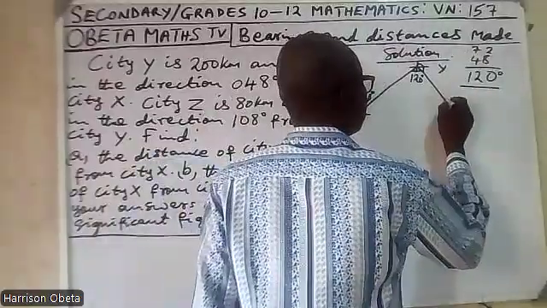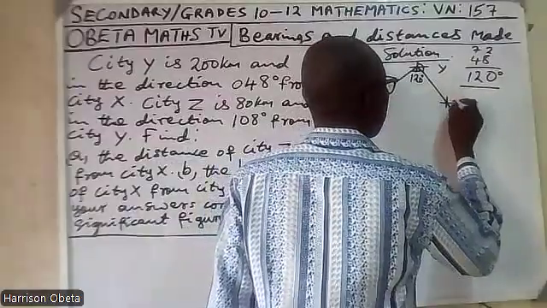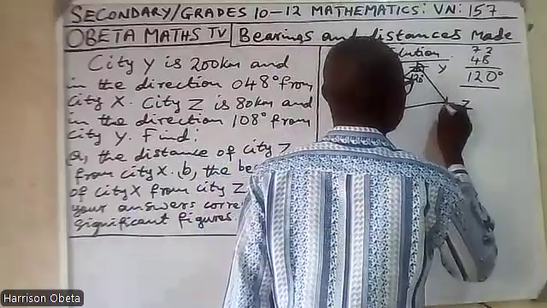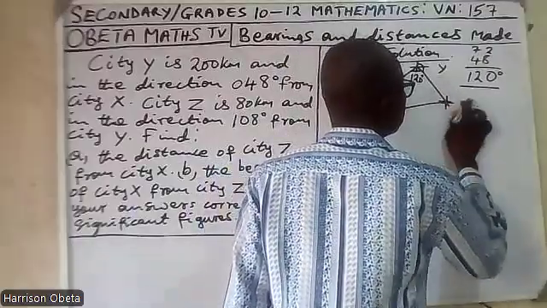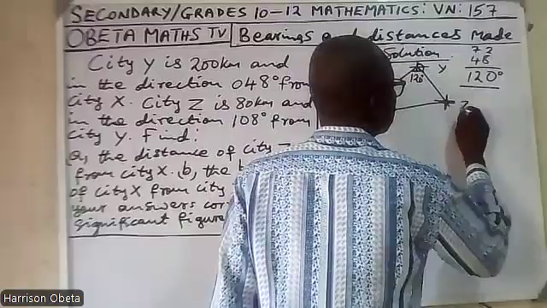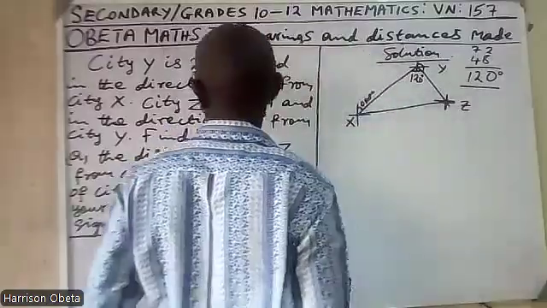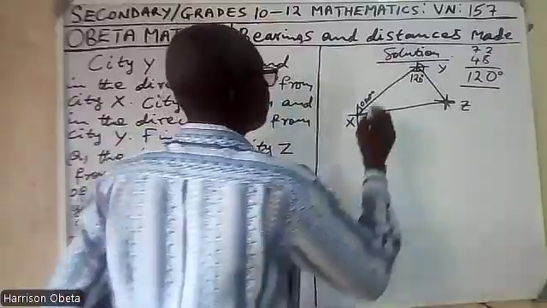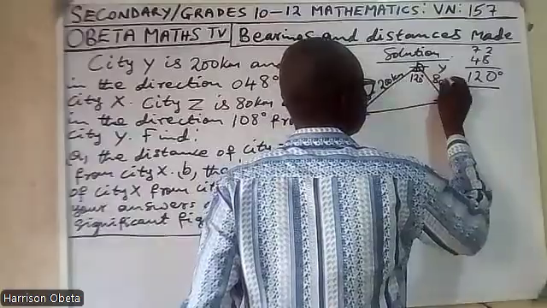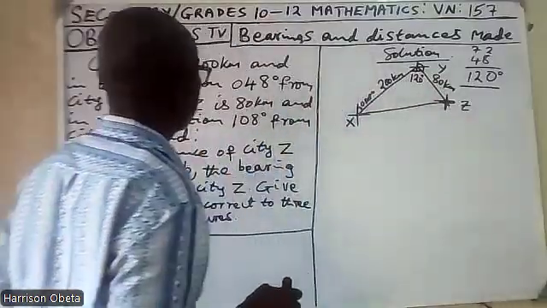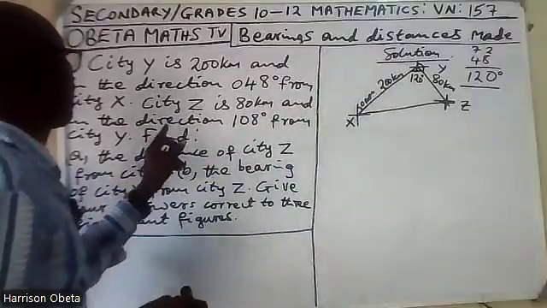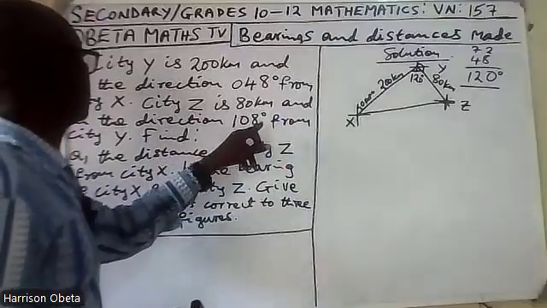So then let's take this to present our Z. So you join the angle here. Remember, this is 200, while this is 80. That is from city Z, which is 80 in the direction of this from Y.